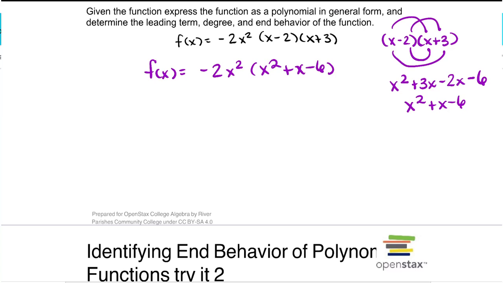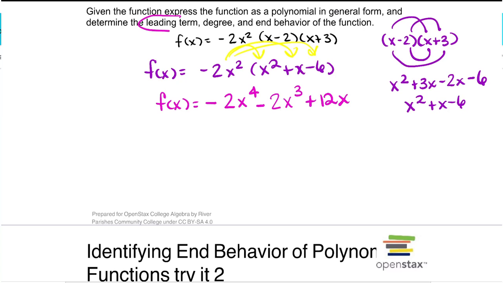Okay, from here, we need to distribute the negative 2x squared to each term. And I get f of x is equal to negative 2x to the fourth minus 2x to the third plus 12x squared. So we are looking for the leading term, the degree, and the end behavior. All right, so the leading term is negative 2x to the fourth. The degree is the highest exponent, which is 4. It's degree 4.